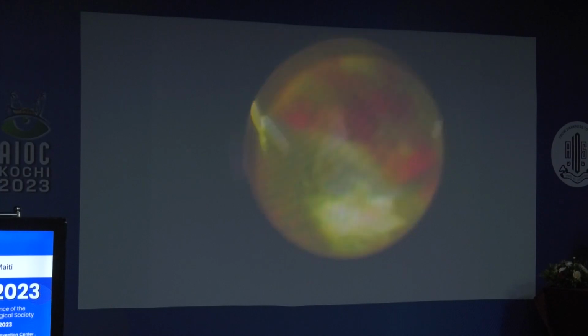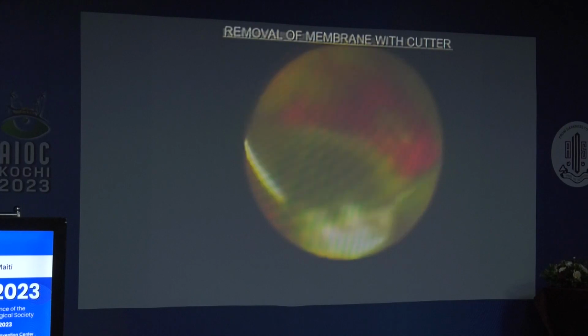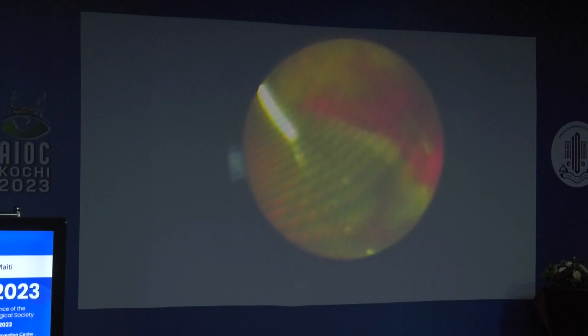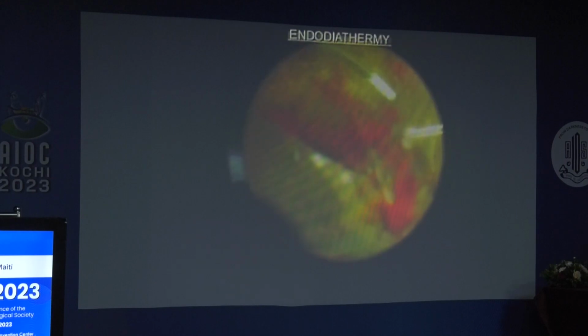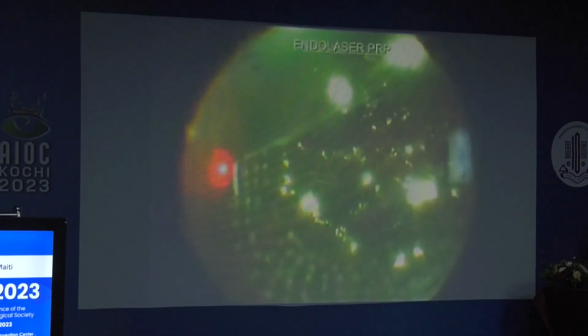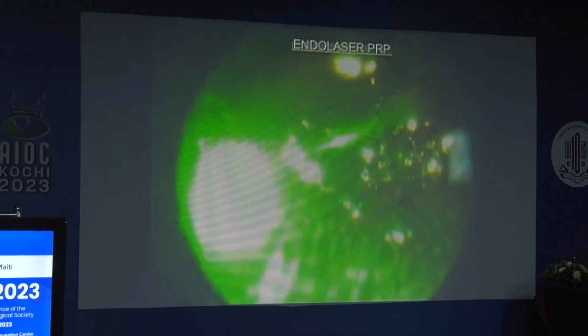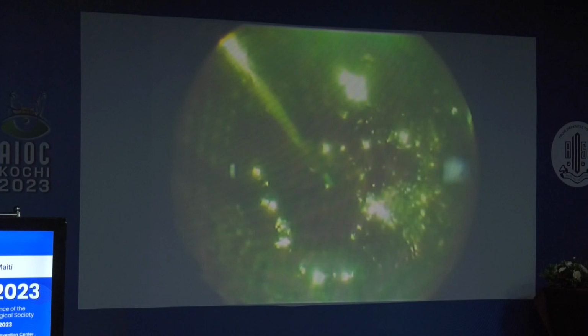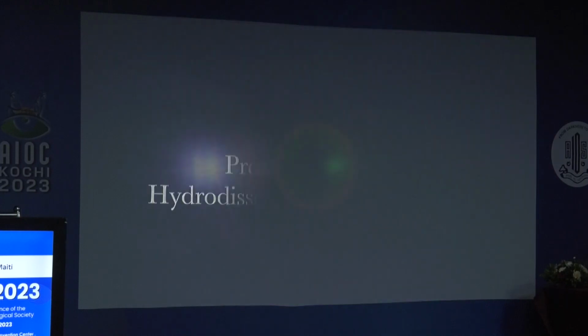We need to be extremely careful in this situation, because if we are in the deeper plane, we will create an iatrogenic break. And once we have released the membrane, we have to cauterize the bleeders so that it doesn't rebleed, and do a very good PRP so that we prevent the bleeding.